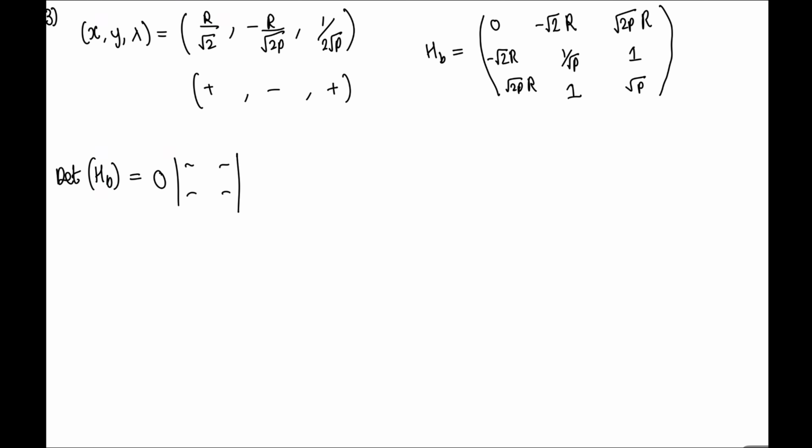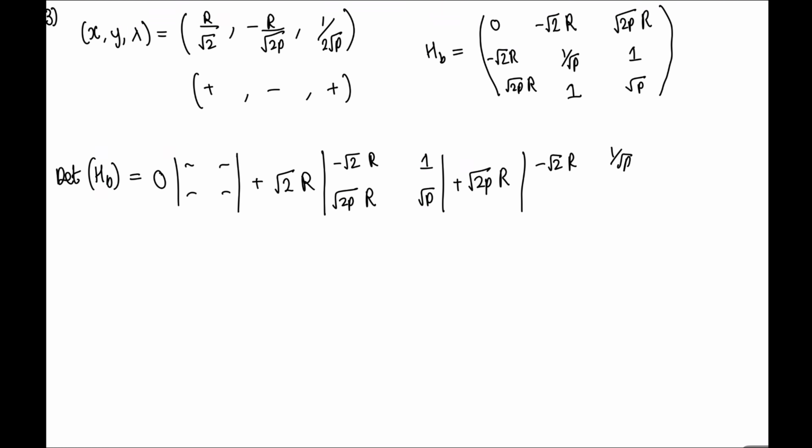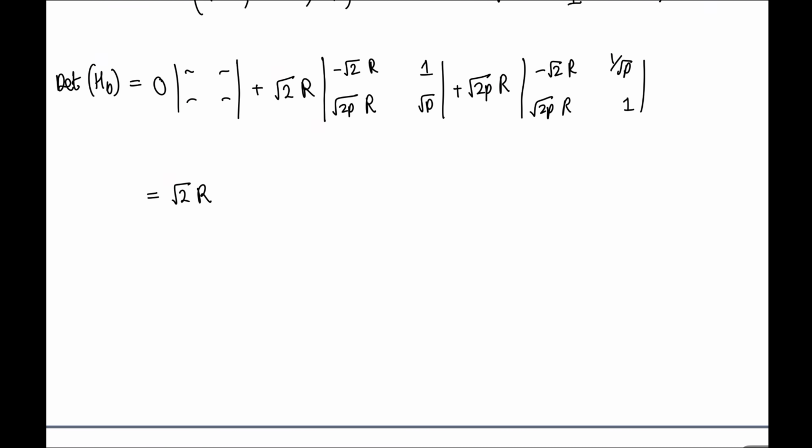In this matrix, we don't need to write it down, but hopefully you can see it will be the entries of this. So 1 over root p, 1, root p, then positive root 2r, minus root 2r, 1, root 2pr, root p, plus root 2pr, minus root 2r, 1 over root p, root 2pr, 1. So now if we work out the determinants, we get minus root 2pr, minus root 2pr, plus root 2pr, minus root 2r, minus root 2r.